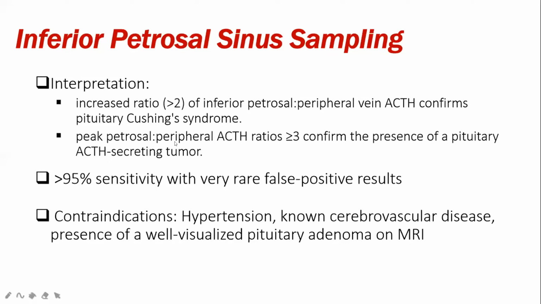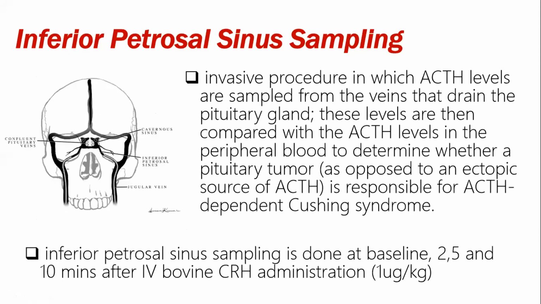A peak petrosal to peripheral ACTH ratio of 3 or more would also confirm the presence of a pituitary ACTH secreting tumor. Inferior petrosal sinus sampling has a sensitivity of more than 95% with very rare false positive results. So of course, contraindications for this procedure would be hypertension, known cerebrovascular disease, and presence of a well-visualized pituitary adenoma on MRI.